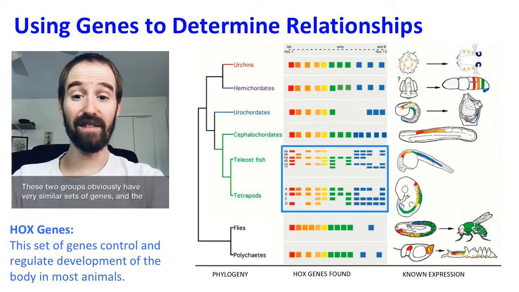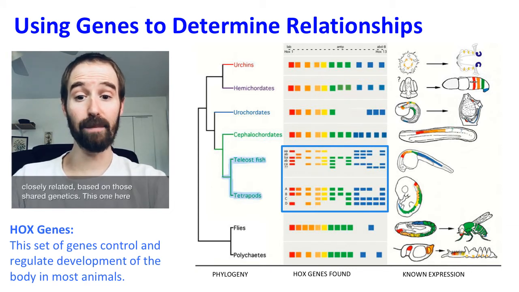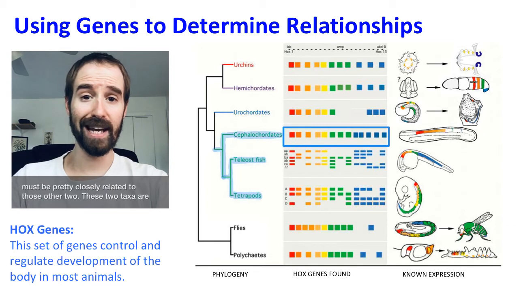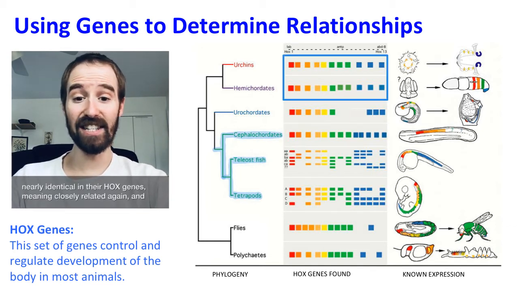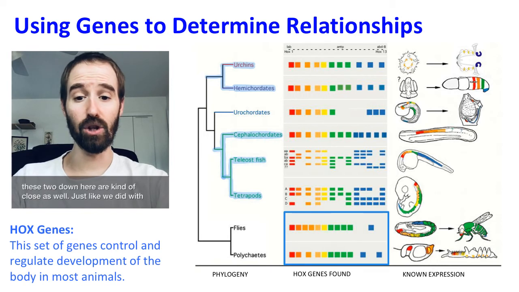These 2 groups obviously have very similar sets of genes, and the sheer number of copies of each sets them apart from the rest. Clearly very closely related based on those shared genetics. This one here doesn't have as many copies, but it has all the right colors, so it also must be pretty closely related to those other 2. These 2 taxa are nearly identical in their Hox genes, meaning closely related again, and these two down here are kinda close as well.